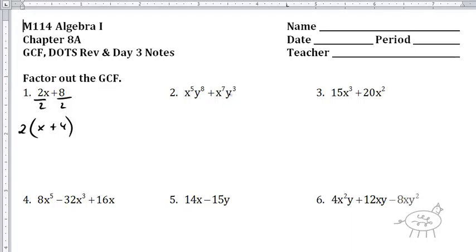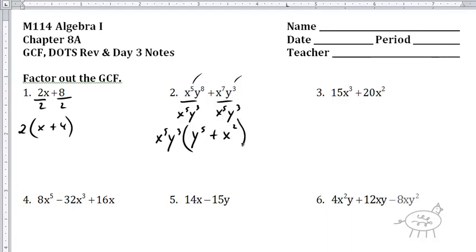Okay, so the next one, x to the 5th is my smallest exponent, and y to the 3rd. So I'm going to divide each of these by x to the 5th, y to the 3rd. When you divide, the x to the 5th cancel, and I get y to the 5th, because 8 minus 3 is 5. And then plus x to the 7th over x to the 5th is x squared, and the y cubed cancels out. So that's your answer. Now remember, math fans, you can double check this by just distributing the x to the 5th, y cubed to both of those terms, and you should get the original expression. It's not a bad way to check it.